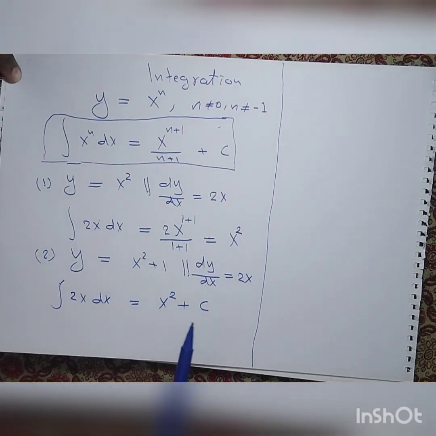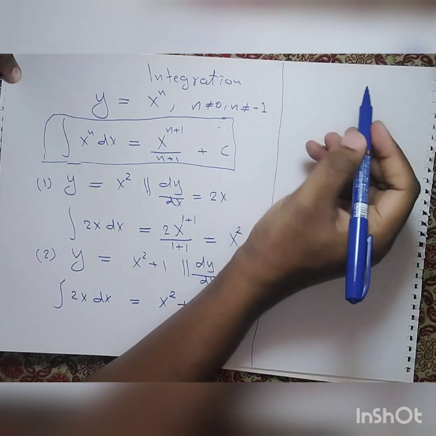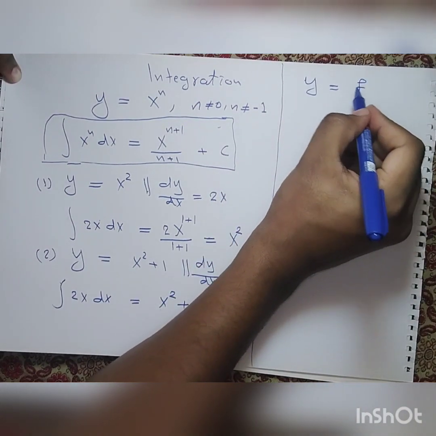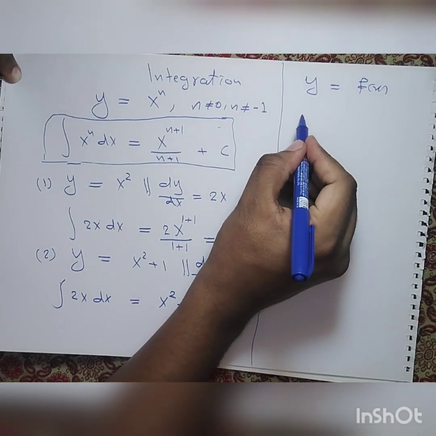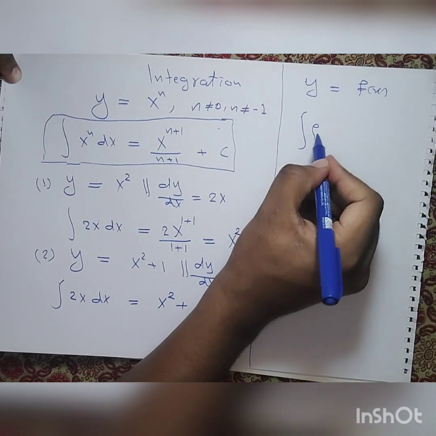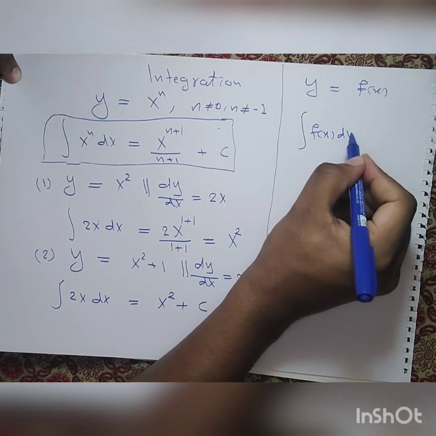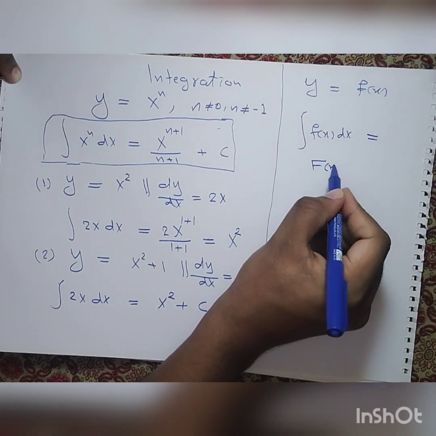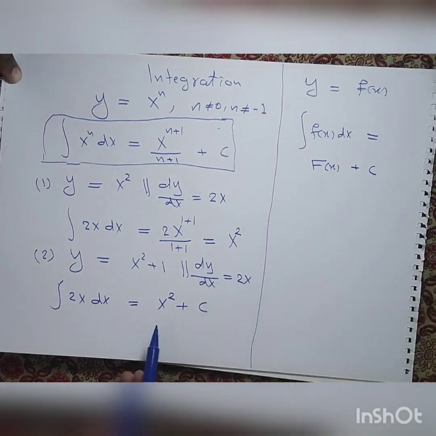Now here we defined the main rule, and we understood why we add a constant, because when we integrate we need to get back to the original function. So in general, before we take an example, let us say we have a function y equal to f of x. If we integrate this function, then that will be equal to a function F of x plus a constant. So it's clear here.